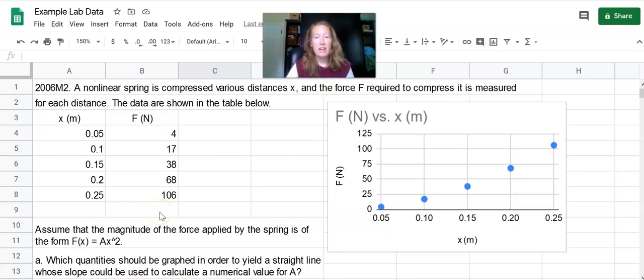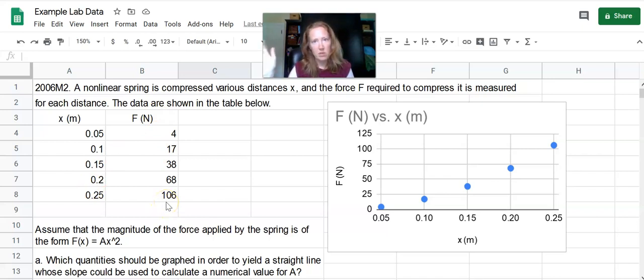Hi AP. Okay, I've picked out an old AP question that involves taking some, in this case, quadratic data and making it into a linear function. So this happens to be from 2006, but this happens pretty often. So here we have some distance and force data.